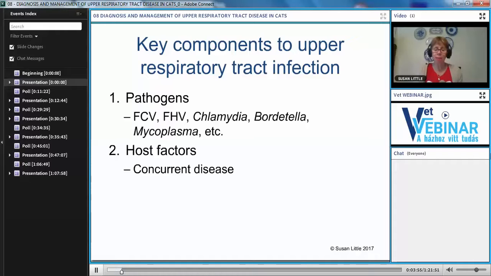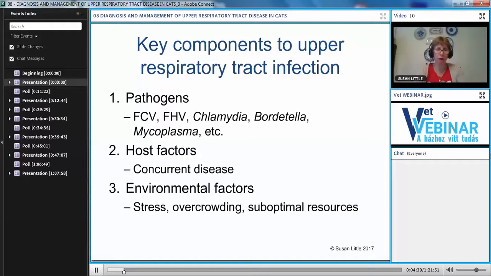The second key component is the host factors, and these have to do with the age. So we often see more severe disease in kittens, for example, in cats that have a concurrent disease that they're already struggling with that might make them a bit debilitated, and then sometimes in older cats too that may not have as good immune function as they did when they were younger. So there are factors independent of the pathogen that are specific to the cat itself that can influence whether a cat gets an infection, and if they do, how severe it is and what the clinical manifestations are.